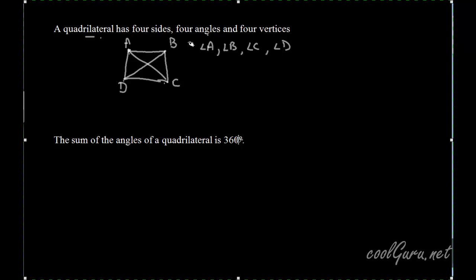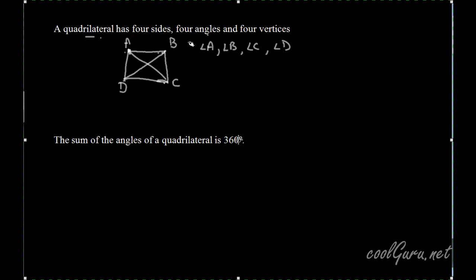These lines AB and CD are called opposite lines, and AD and BC are called adjacent lines. By adjacent lines, we mean any two sides which have one common vertex. Like in the case of AB and AD, A is the common vertex, and CD and BC, C is the common vertex. So these are pairs of adjacent sides.